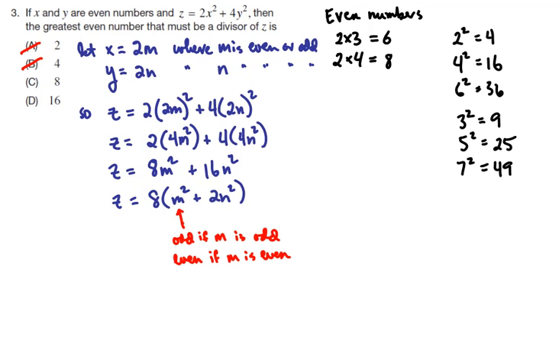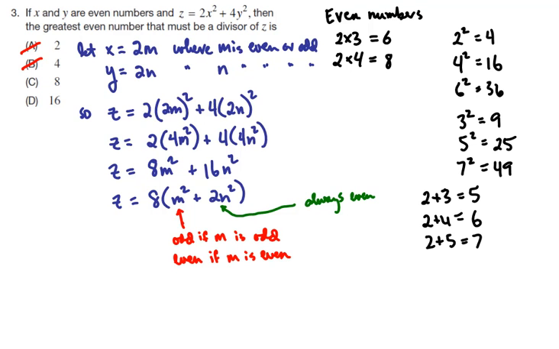But what that tells us is that the first term in parentheses, m squared, could be odd if m is odd, and it could be even if m is even. We really don't know that for sure. But the second term, 2n squared, will always be even. N squared could be even or odd, depending on whether n is even or odd. But once we multiply 2 times that even or odd number, we're always going to get an even number out of it. And the last thing we want to look at is that when we add 2 even numbers together, we get an even, but when we add an even and an odd number together, we get an odd number. For example, 2 plus 3 is 5, 2 plus 4 is 6, 2 plus 5 is 7.